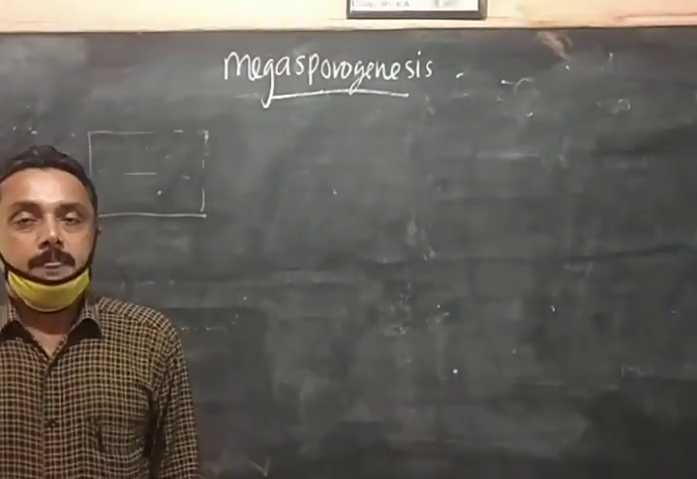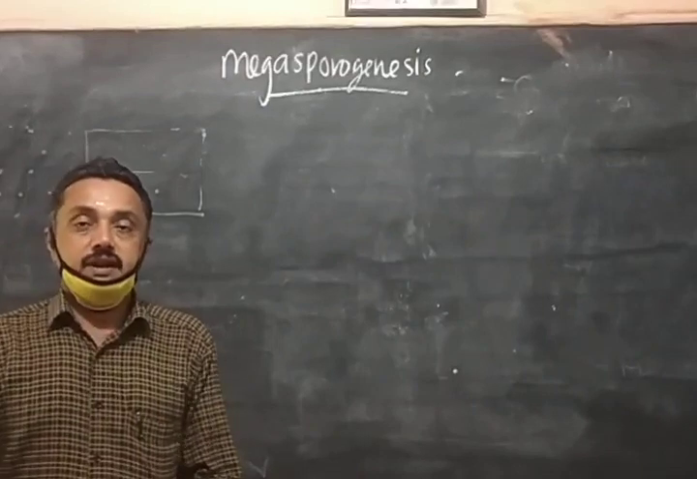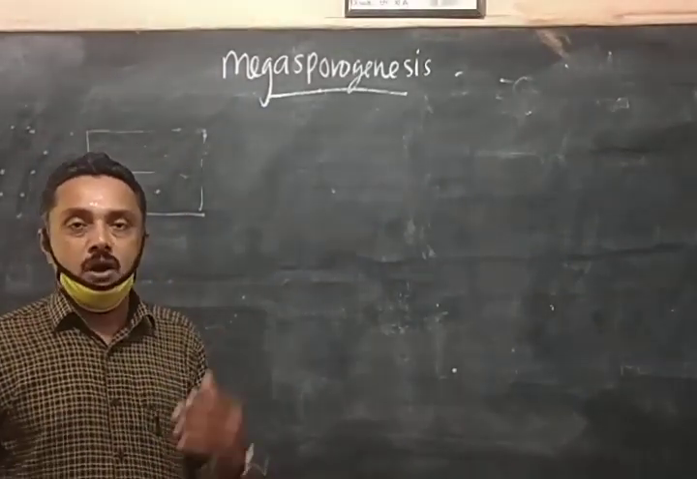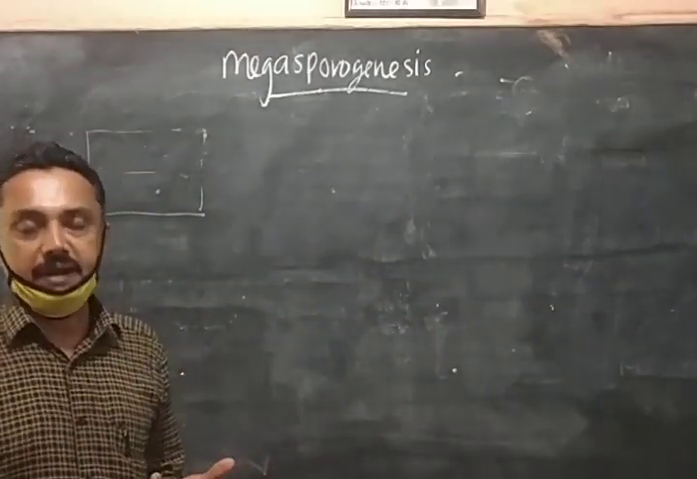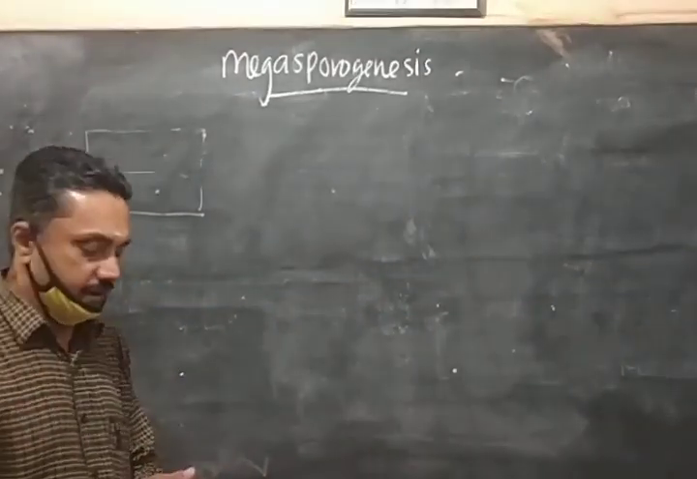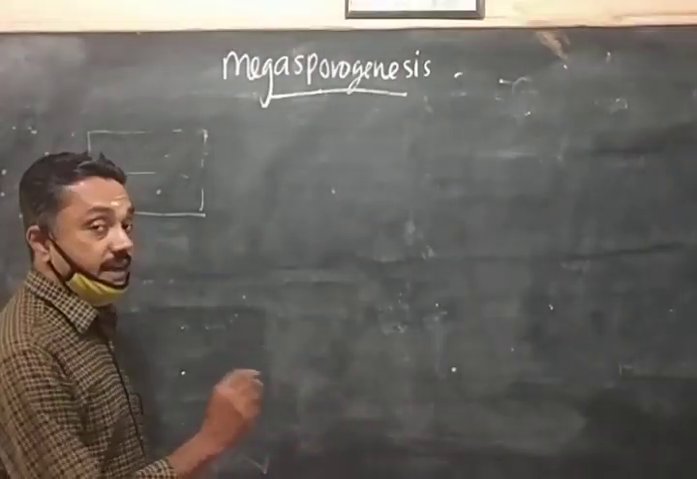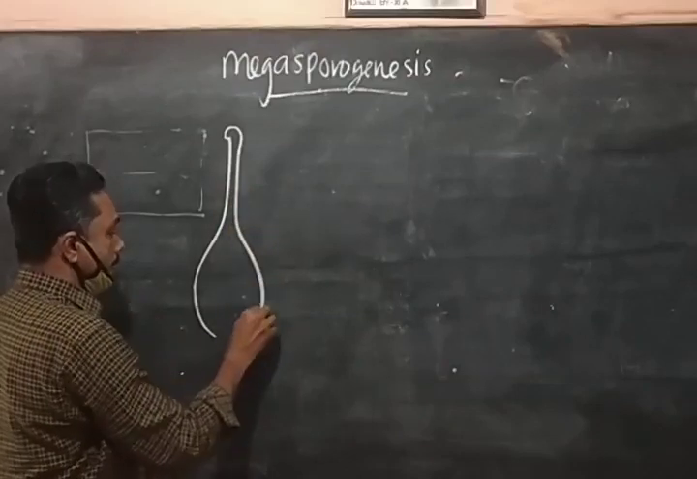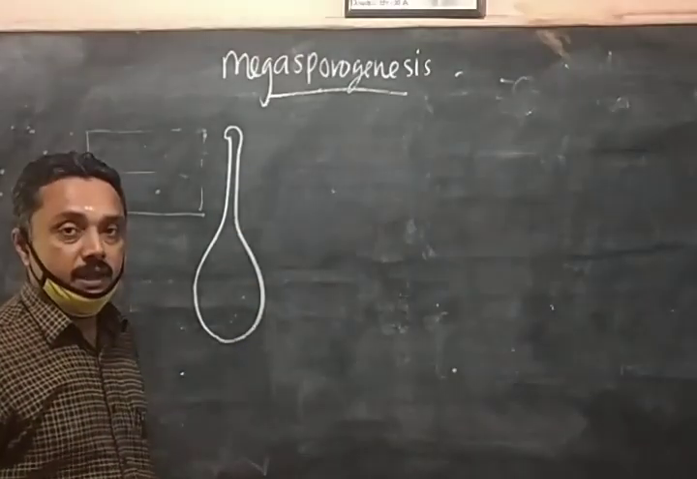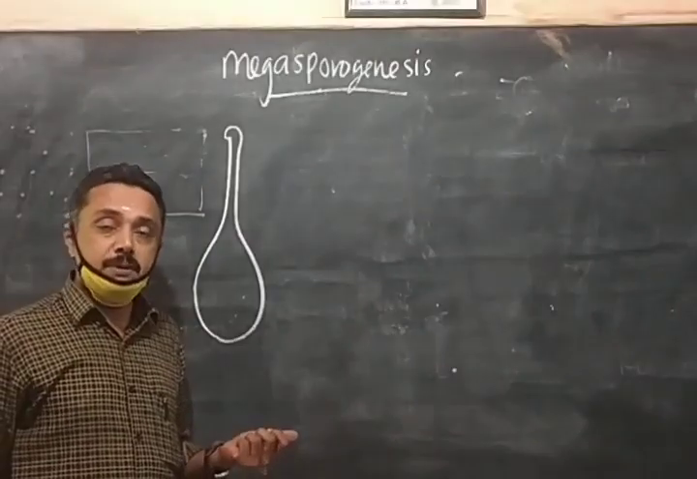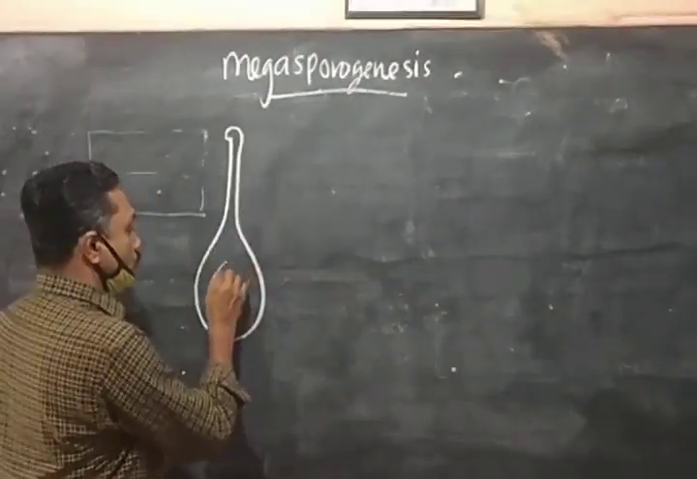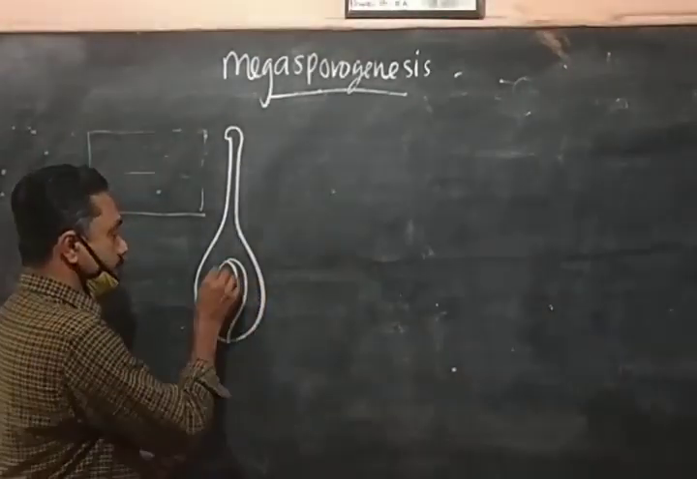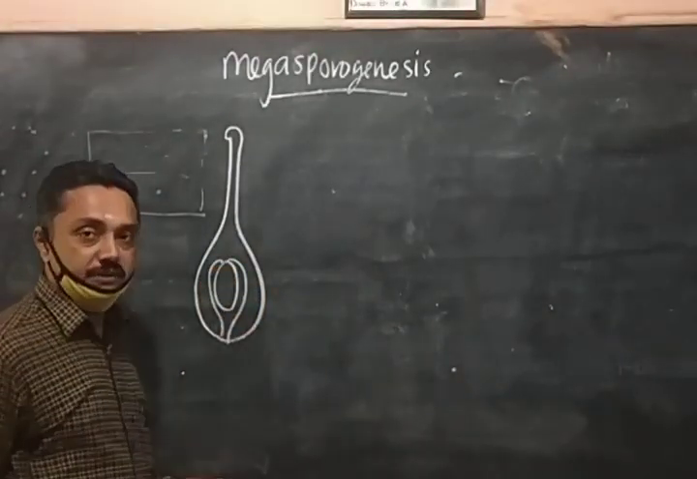Good afternoon to all. In the previous class, we discussed the process of megasporogenesis, or how the female gamete develops. We have already seen that female gametes are formed inside the ovary or gynoecium, and inside the gynoecium the nucellus develops, and finally it develops into an ovule with two integuments. We completed the topic up to that.